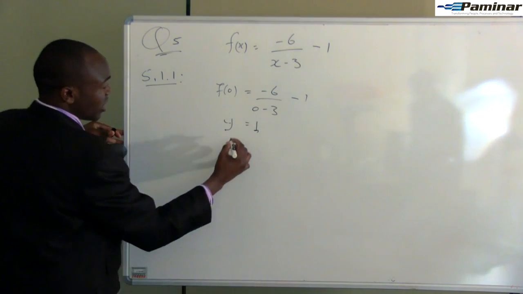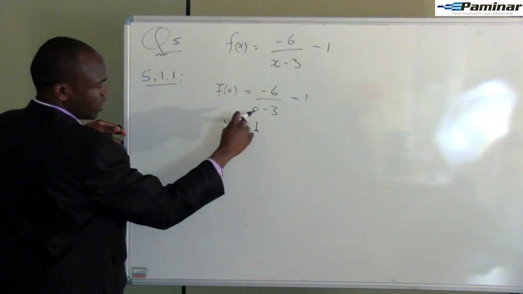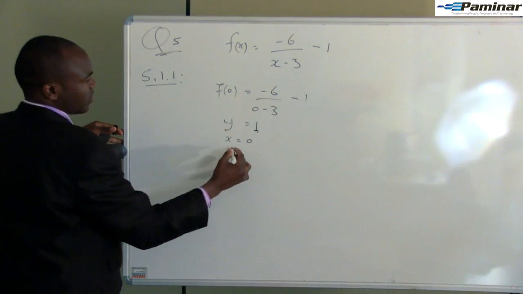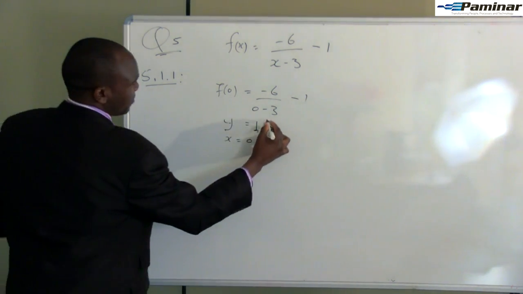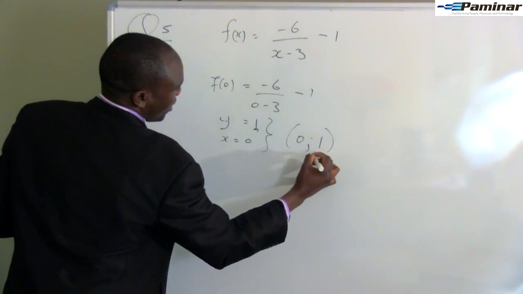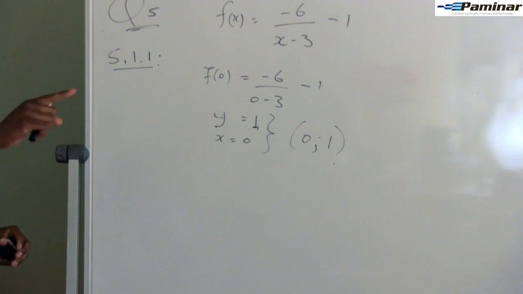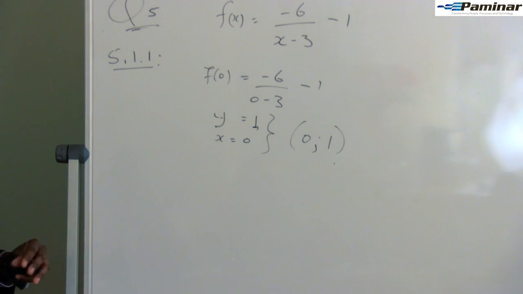But what was your x? 0. So when x is 0, y is 1. We are done. You can even write it like this: (0, 1). So we are done calculating the coordinates of the y-intercept. Those are the coordinates: 0 for x and 1 for y. This is simple and pretty straightforward.